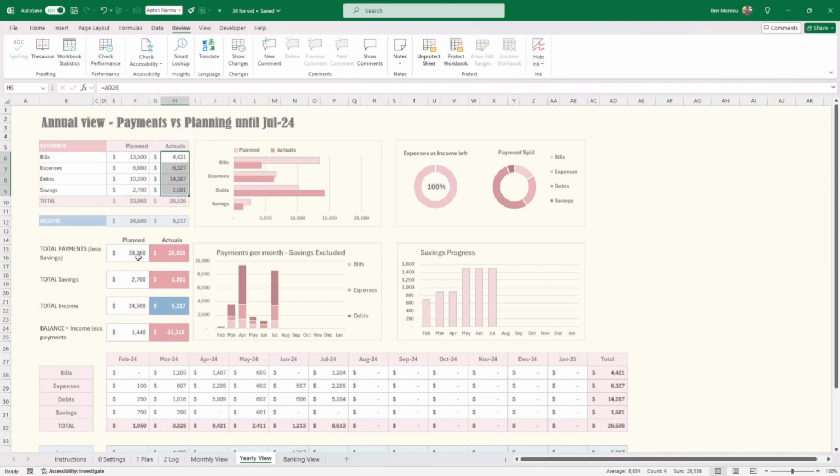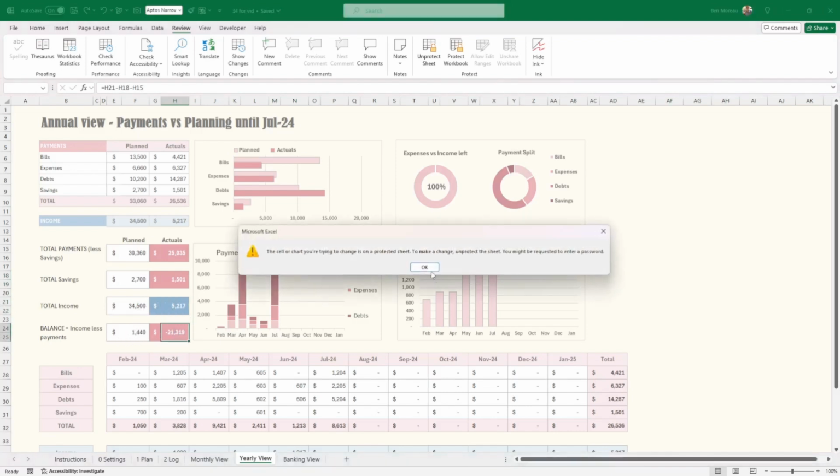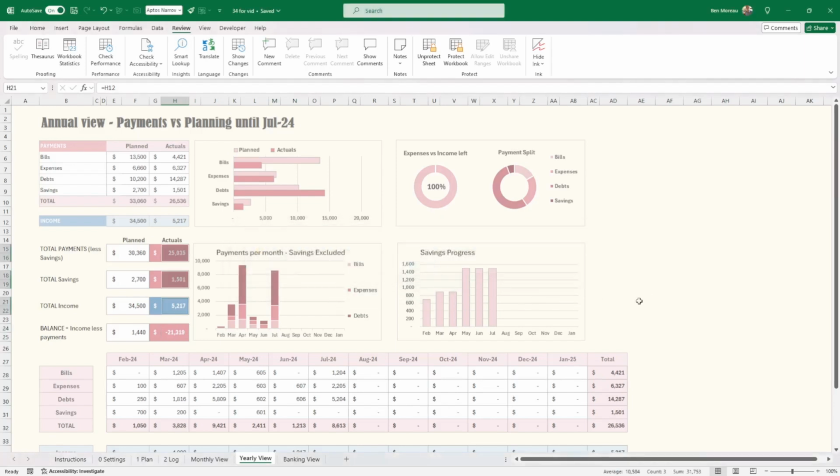Okay. Now, what else do we have? We have the income. We have the total payment. So here, for this screen, I'm separating the savings and the payment types. So I'm just giving you the total payments, less savings. I'm being very clear. Plan and actuals, and total savings, plan and actuals. Total income, it's here. And the balance is income less payments.